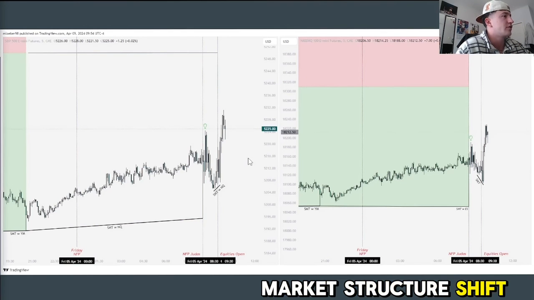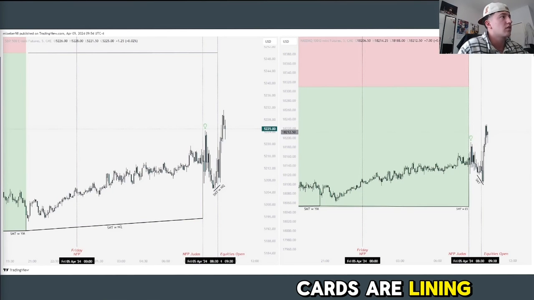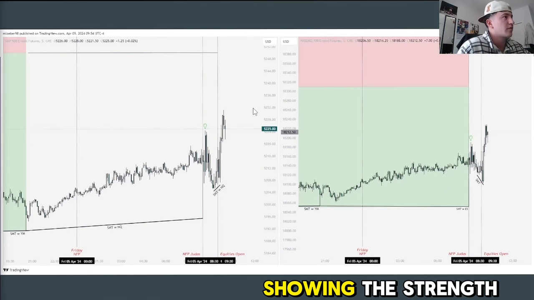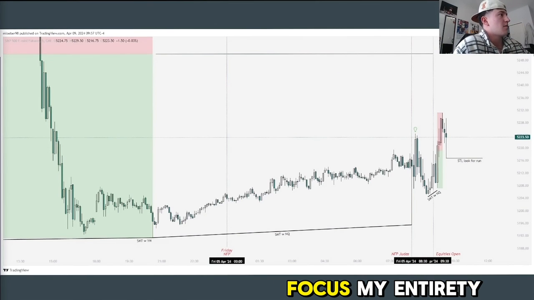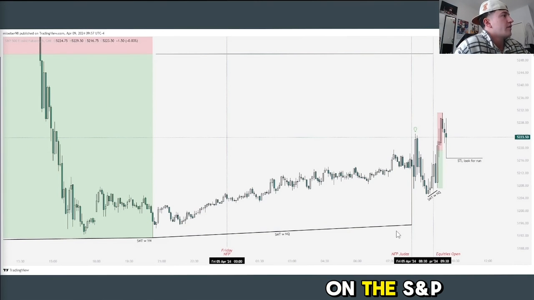All of the cards are aligning for me to put myself in a position to go long on the S&P compared to NASDAQ because of all of the SMT divergence that it has shown me in the Kraken correlation, showing the strength out of this asset compared to this one. Now I know that I could focus my entirety on the S&P.